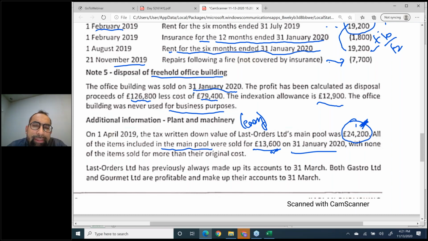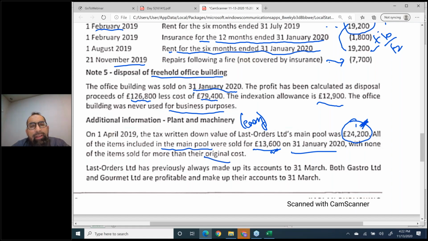Just write in brackets 24,200 less 13,600. You will get real depreciation, which means capital allowance, which means balancing allowance. You will calculate the balancing allowance. That's it. With none of the items sold for more than their original cost.